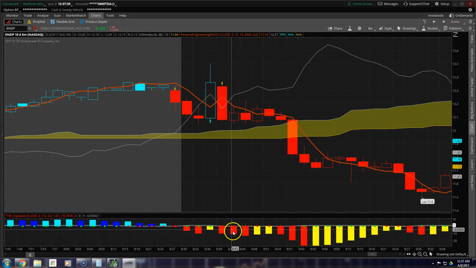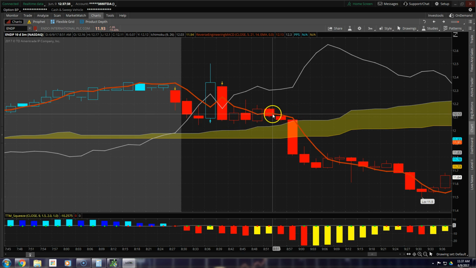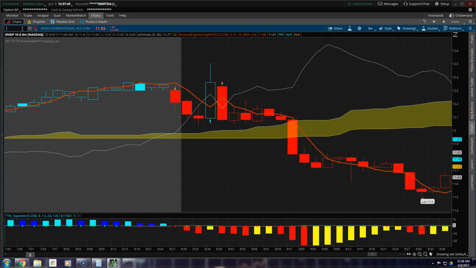It was negative on the TTM squeeze. So I was looking for the flush earlier, but it didn't happen. So I stayed away. I was watching another ticker, and the other ticker was PAY. Let me put that up, PAY.